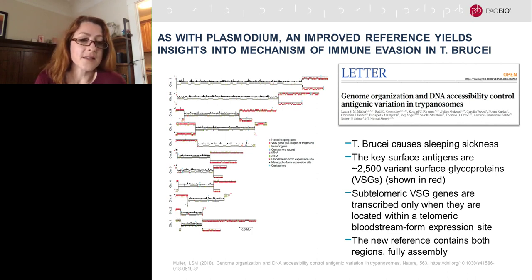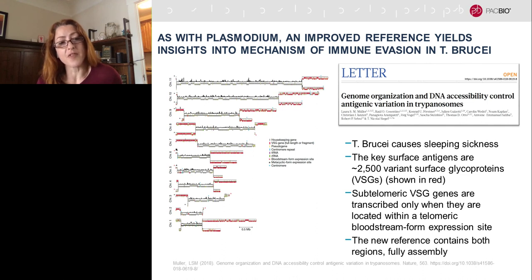And in most cases, you can see in red the subtelomeric regions where VSGs, which are the surface antigens on sleeping sickness called variant surface glycoproteins, all reside. Right. And so once again, as with Plasmodium, these highly polymorphic gene families that are critical to immune evasion are all located in these very hard to assemble subtelomeric regions, which are now accessible with PacBio.